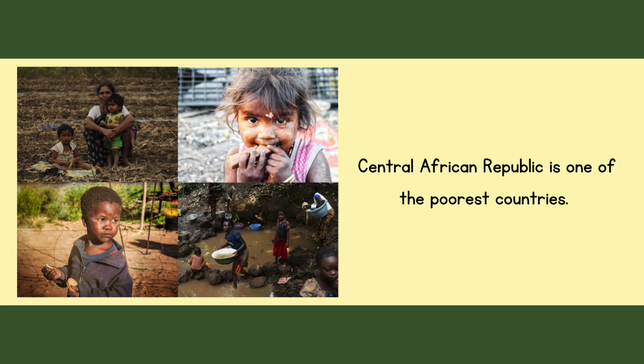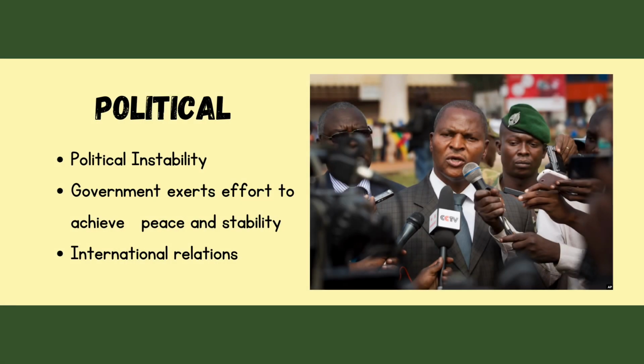The Central African Republic is one of the poorest countries. According to my research, it is the third poorest by gross domestic product, or GDP, per capita, but it is the world's hungriest country, with the 2018 Global Hunger Index, or GHI, indicating extremely alarming levels. The majority of the 5.4 million residents live at or below the poverty line, with a life expectancy of only 52.9 years. Now let's move on to the political factors.